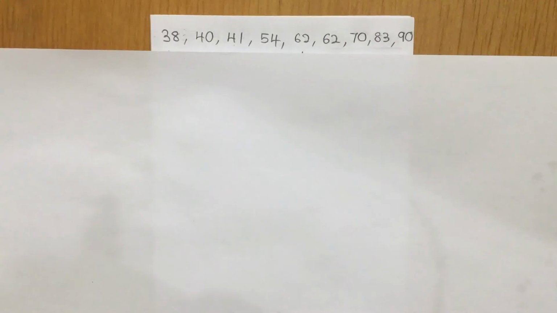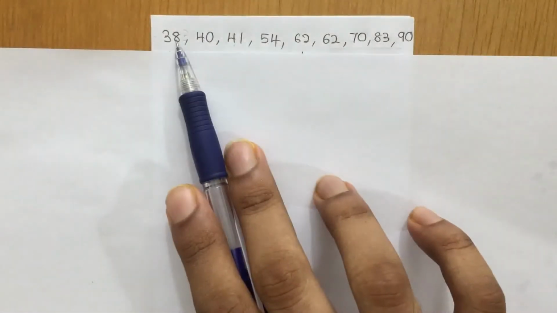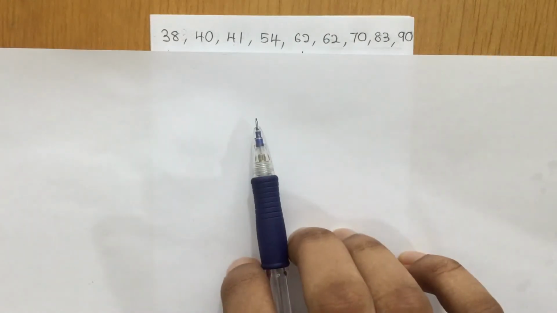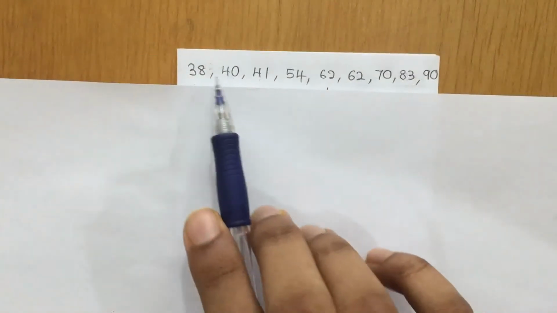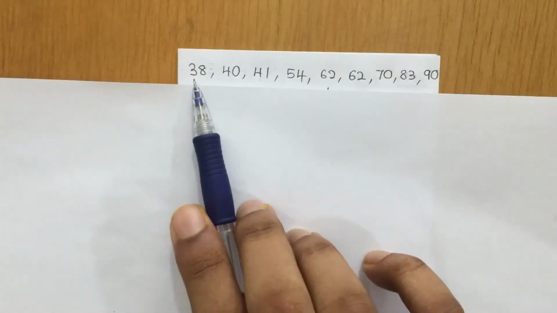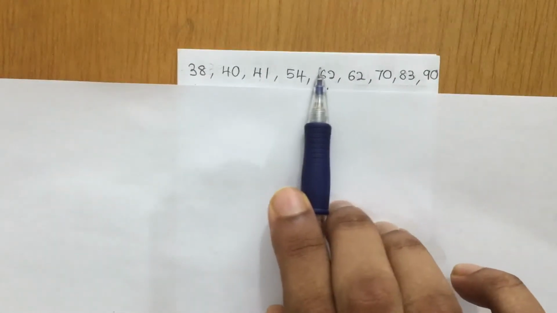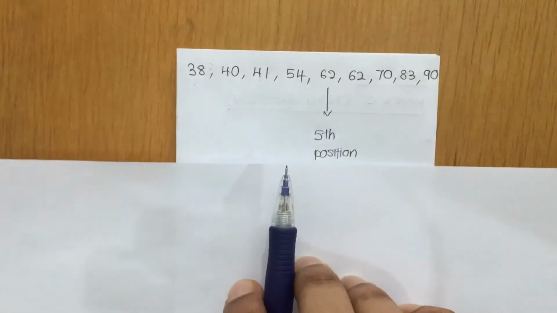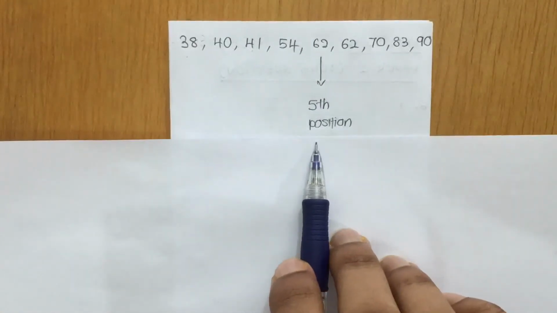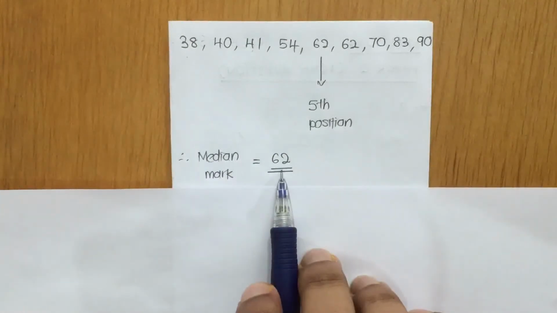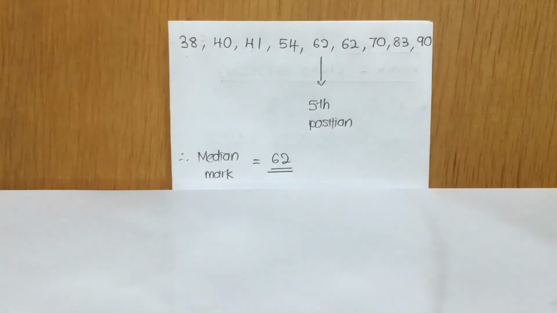Okay, as you can see here, what I did is I rewrote all the marks from ascending to descending order. From here you need to find the 5th position of the mark, guys. You start from left to right: 1, 2, 3, 4, 5. This is your 5th position, as you can see here. Since this is the 5th position, you should know that the median mark is equal to 62. So this is your final answer, guys.